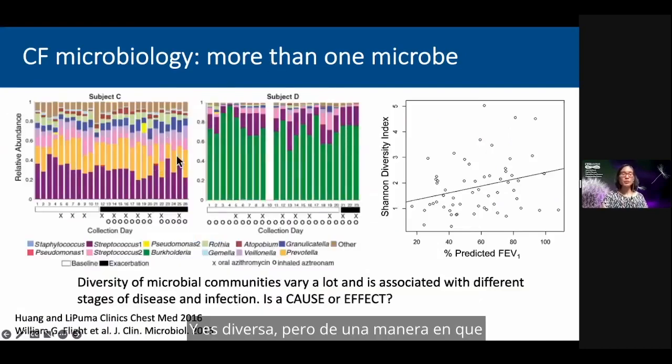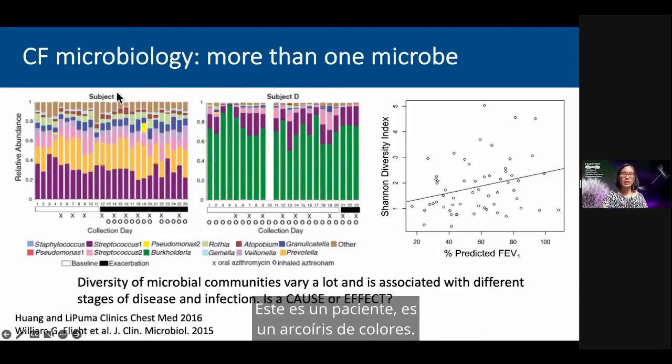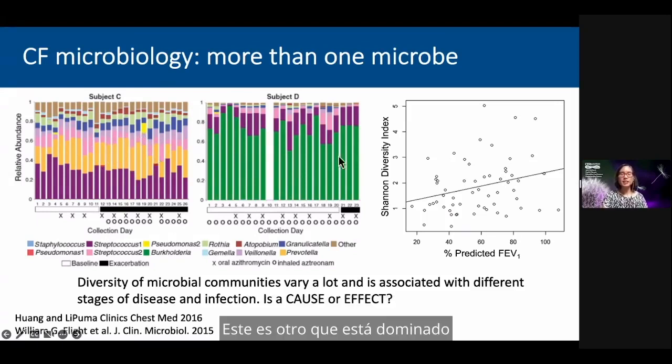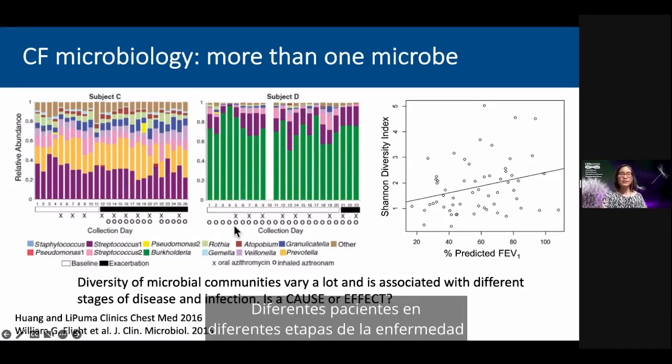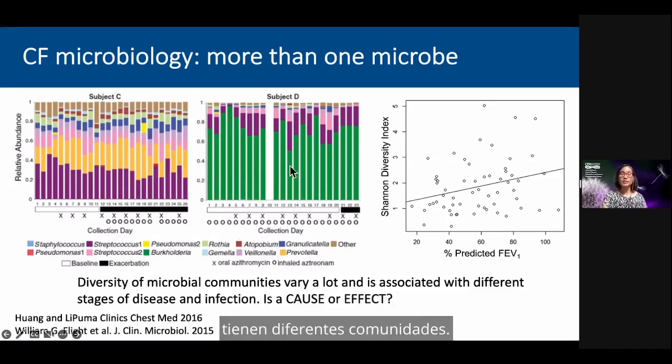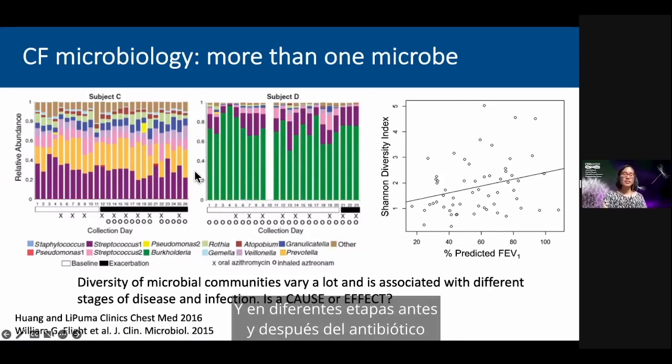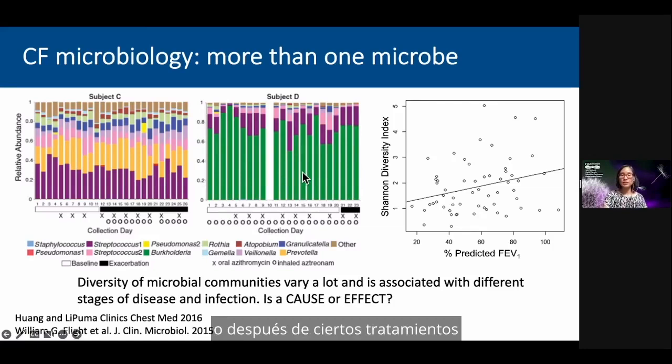And it is diverse, but in a way where patients are not similar to each other. This is one patient, it's a rainbow of colors. Every color is a type, a genus of bacteria. This is another one which is dominated by the green bacteria here. So different patients at different stages of disease have different communities, and before and after antibiotics or after certain treatments such as the modulator therapy, their communities will also be different.